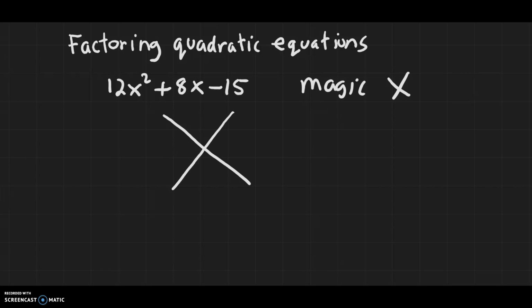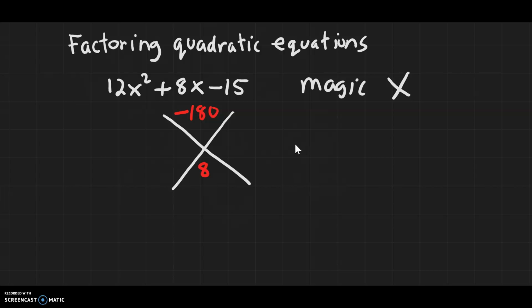And what we want to do is multiply the a term, which is 12, times c, which is negative 15, and that's going to give us negative 180. So I'll go ahead and put that at the top. And then at the bottom of the x, use the b term, which in this case is 8. So put the 8 down below. And what I want is two numbers on the side here that, when multiplied, equal negative 180, and when added together equal 8. So if we have 18 times 10, that gives us 180.